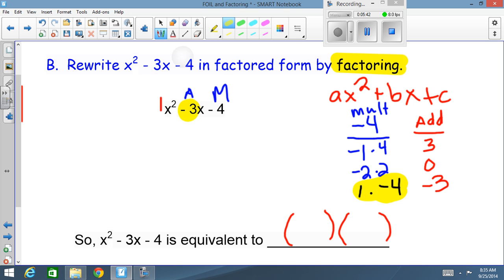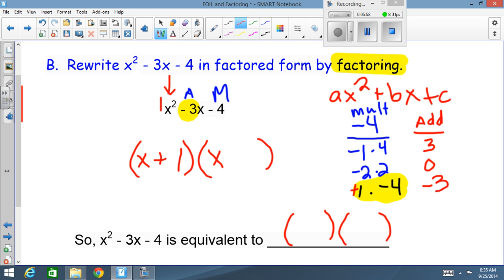Because of that, when I do my double bubble, I know that it's going to be x times x, because that's what gives me x squared. And I'm going to use positive 1 and negative 4. It does not matter what order you put those. You could put the minus 4, then the plus 1, doesn't matter. So that x plus 1 times x minus 4 is the factored form of x squared plus 3x minus 4.